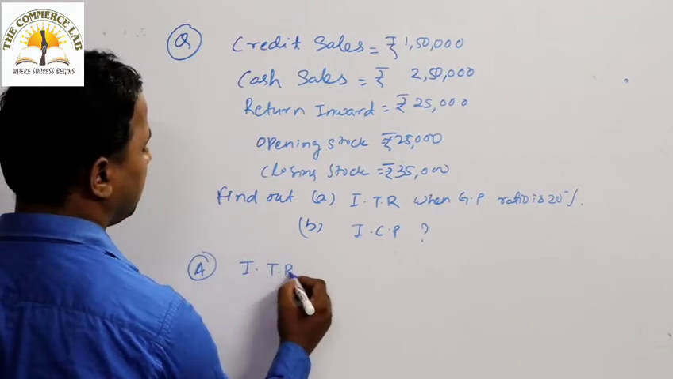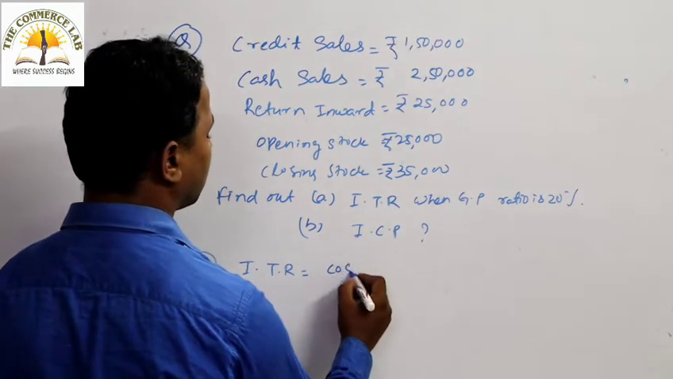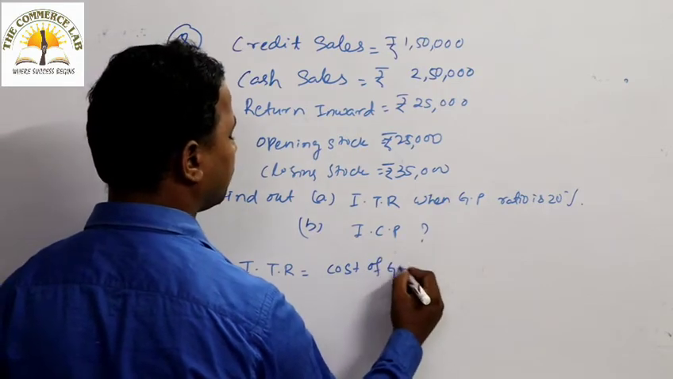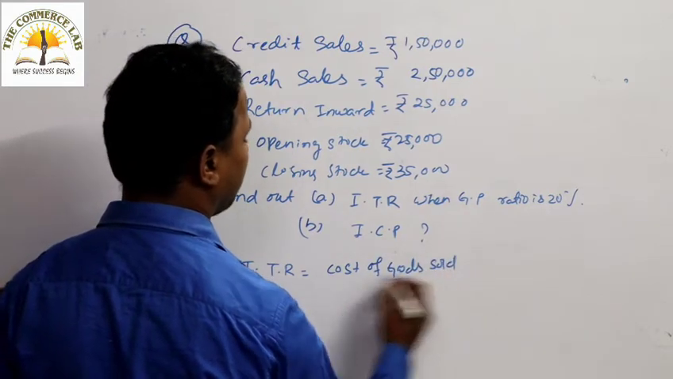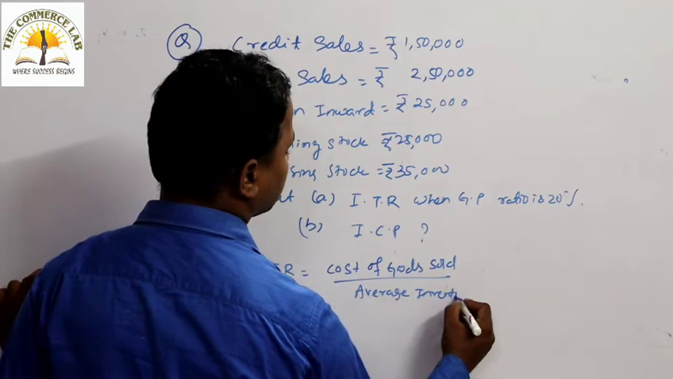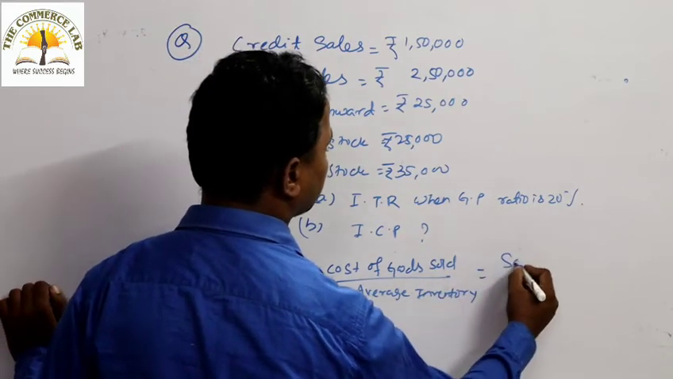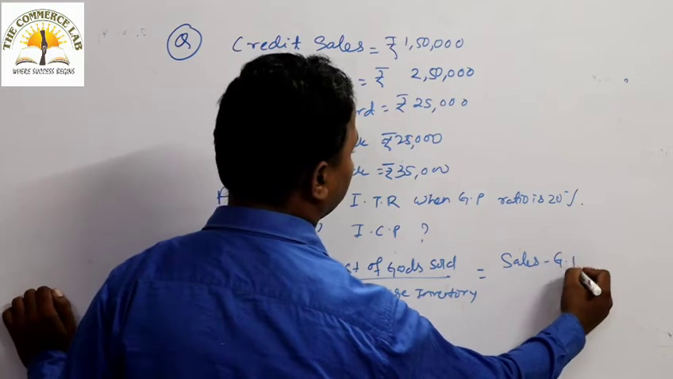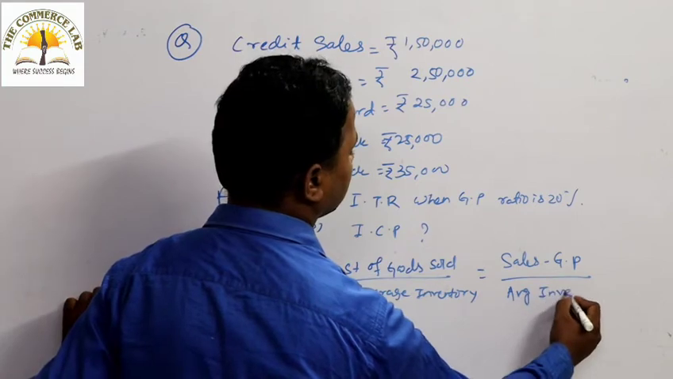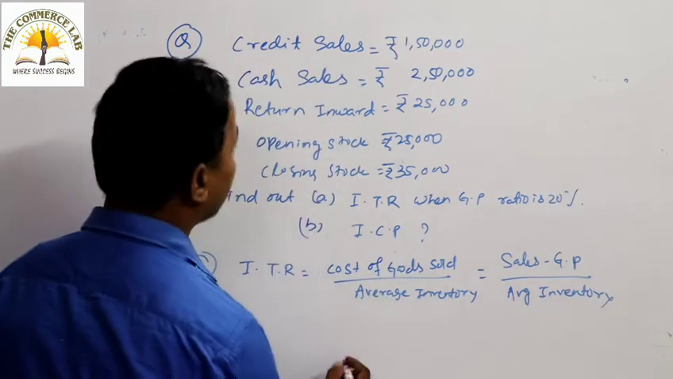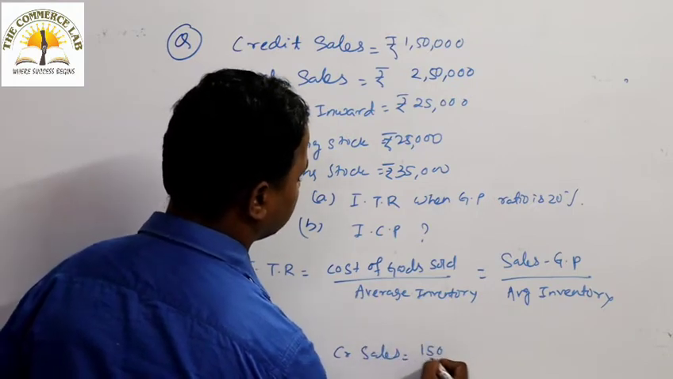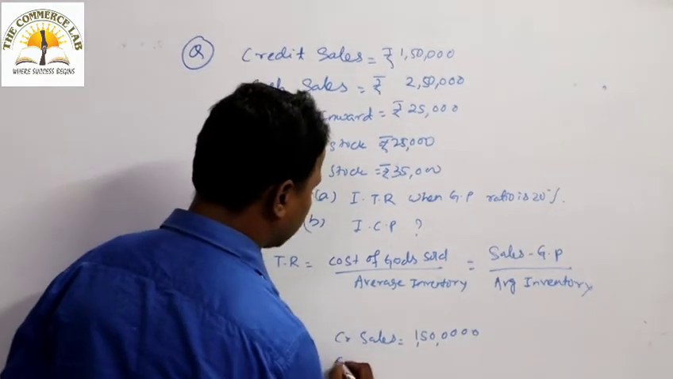First of all, what is inventory turnover ratio? Inventory turnover ratio is cost of sales from operation, or cost of goods sold, divided by average inventory. This is the formula we know. So how to calculate cost of goods sold? Cost of goods sold can be calculated with the formula sales minus gross profit. So what is the sales? Here credit sales is 1,50,000. Then how much is cash sales?